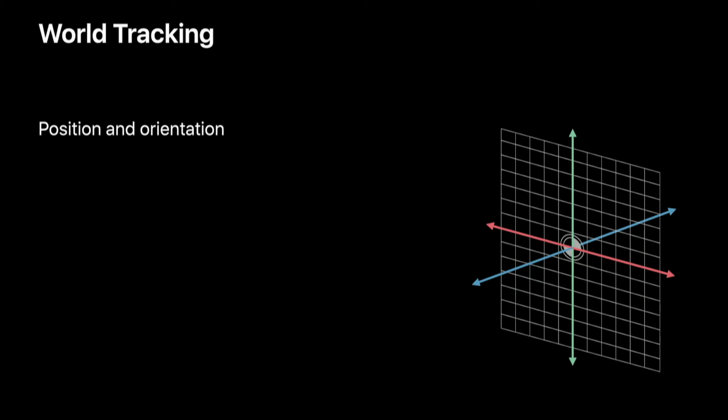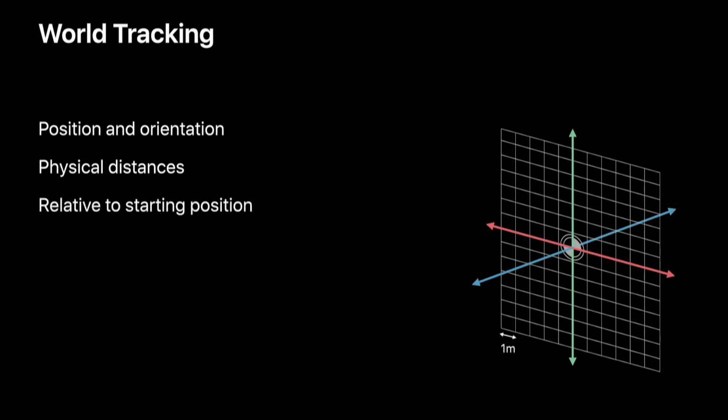But more importantly, it provides real-world scale. So all your virtual content is actually going to be rendered to scale in your physical scene. It also means that motion of your device correlates to physical distance traveled, measured in meters. And all positions given by tracking are relative to the starting position of your session. So, one more function of how world tracking works: we provide 3D feature points.